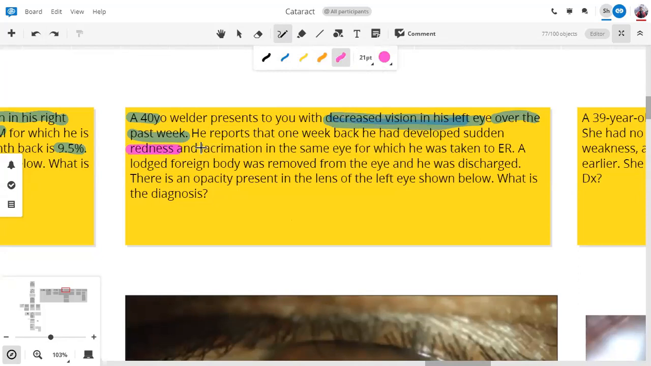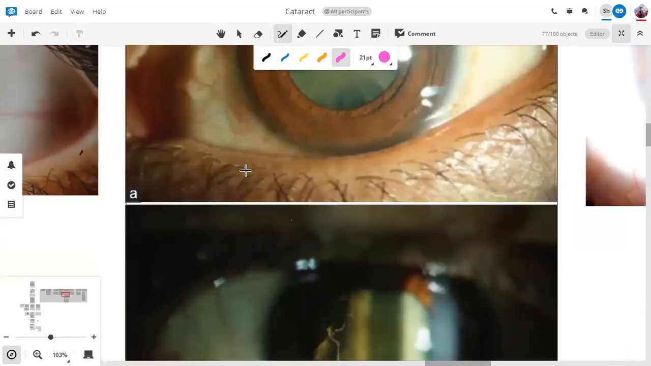A foreign body. So redness and lacrimation for which he was taken to the ER, sudden. So this is most likely a foreign body. Immediate foreign body reaction, right? Redness है, lacrimation है. It could be a corneal lesion, a keratitis or a corneal abrasion. Corneal abrasion भी हो सकती है. Keratitis or inflammation usually develops over a period of 1 day, 2 days, थोड़ा सा time लगता है. So you're thinking that there's a foreign body, all right? और ऐसे ही था. A lodged foreign body was removed from the eye and he was discharged.